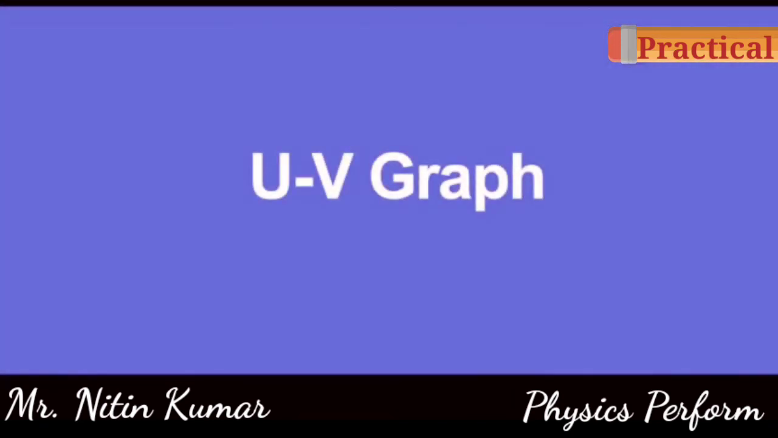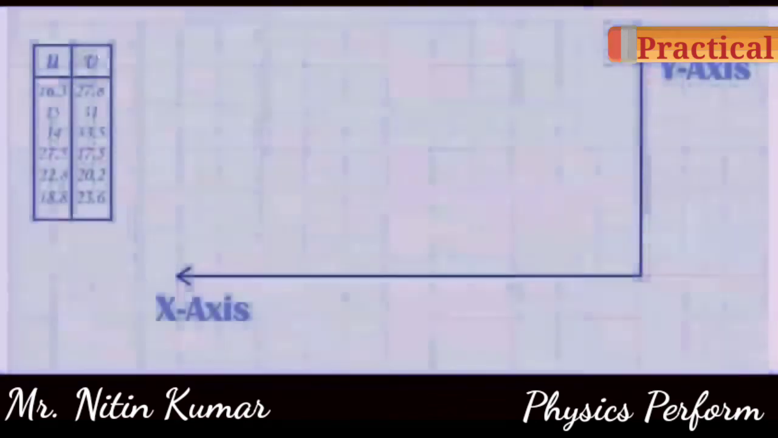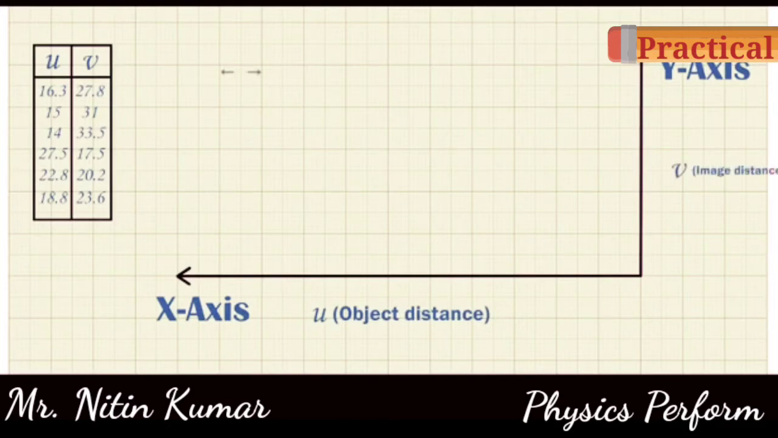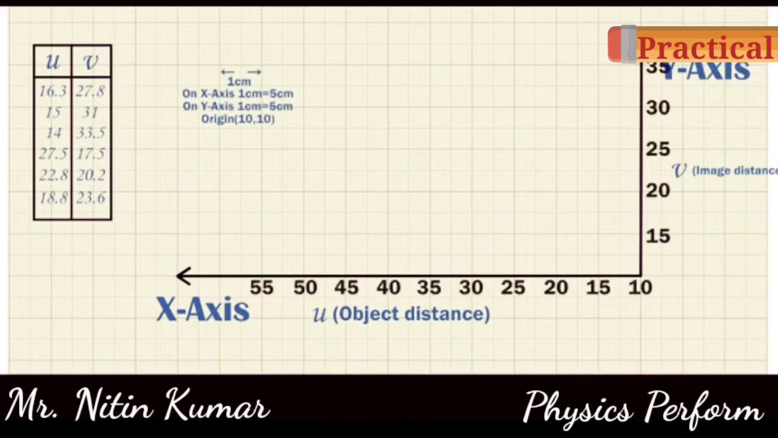UV graph, convex lens. Using the values of U and V, we plot a graph by taking U on x-axis and V on y-axis. We select a suitable scale. On x-axis, 1 centimeter is equal to 5 centimeters. On y-axis, 1 centimeter is equal to 5 centimeters. Origin is 10, 10.